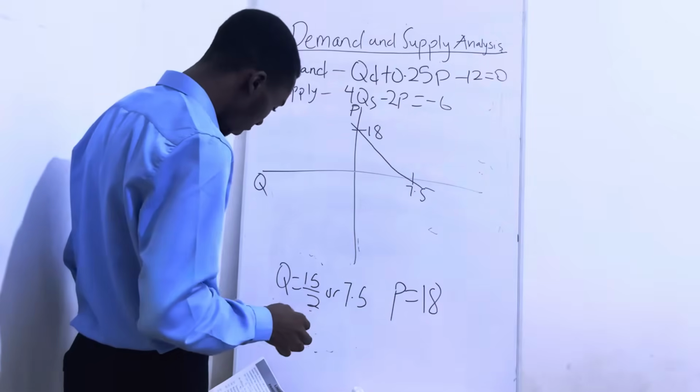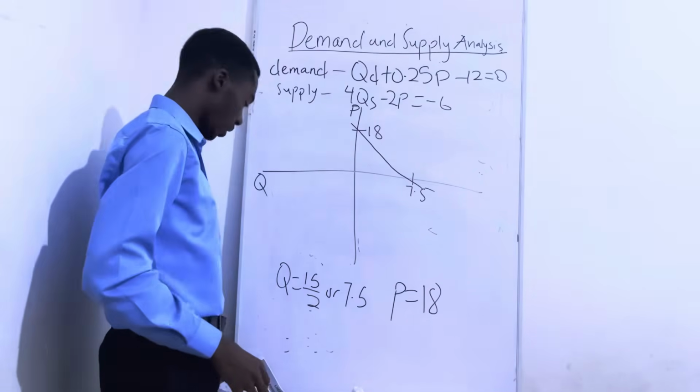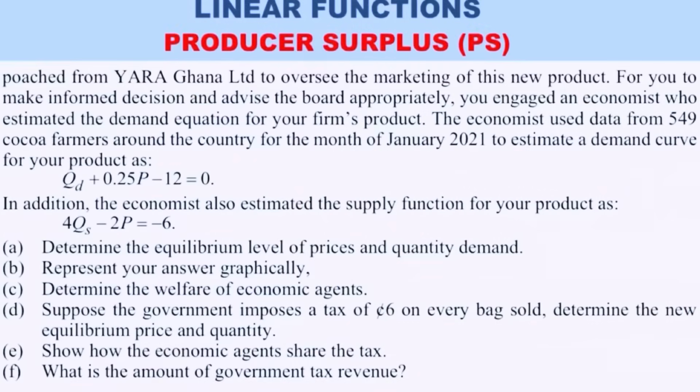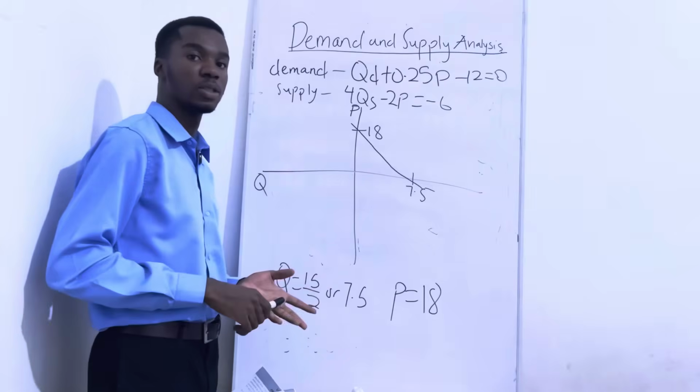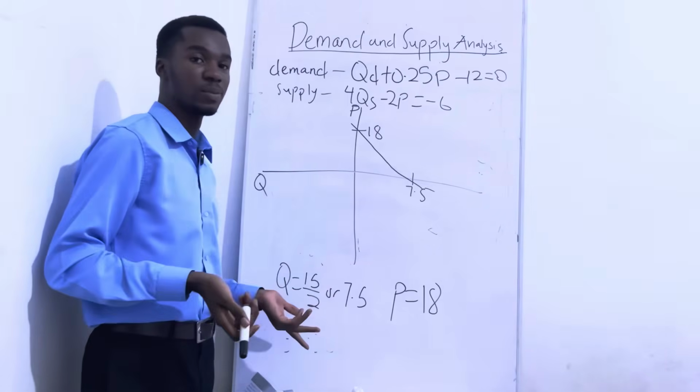So we are done with the B, where it says we should represent our answer graphically. Now we can move on to the C. The C says we should determine the welfare of economic agents. Now, anytime you hear economic agent, it means the consumer surplus and the producer surplus. Now, let me explain both of them.